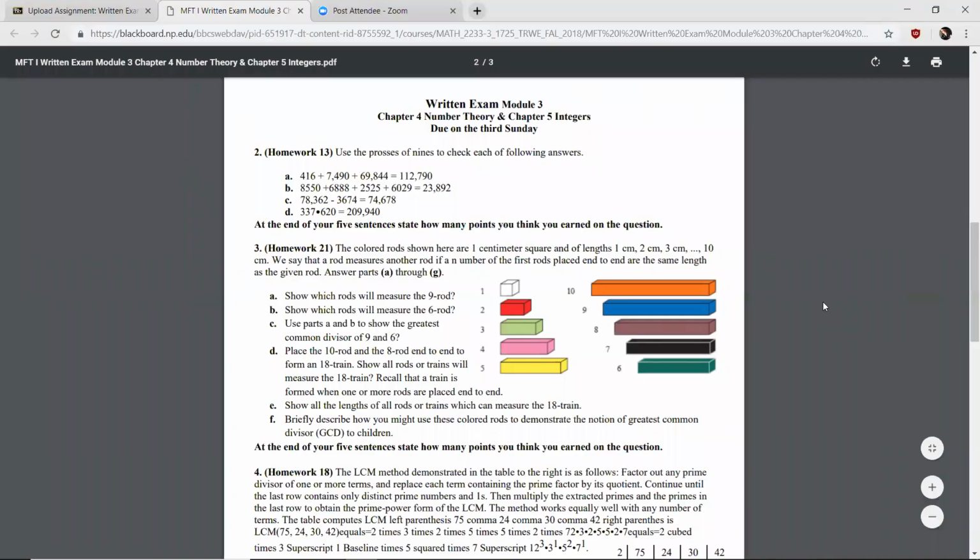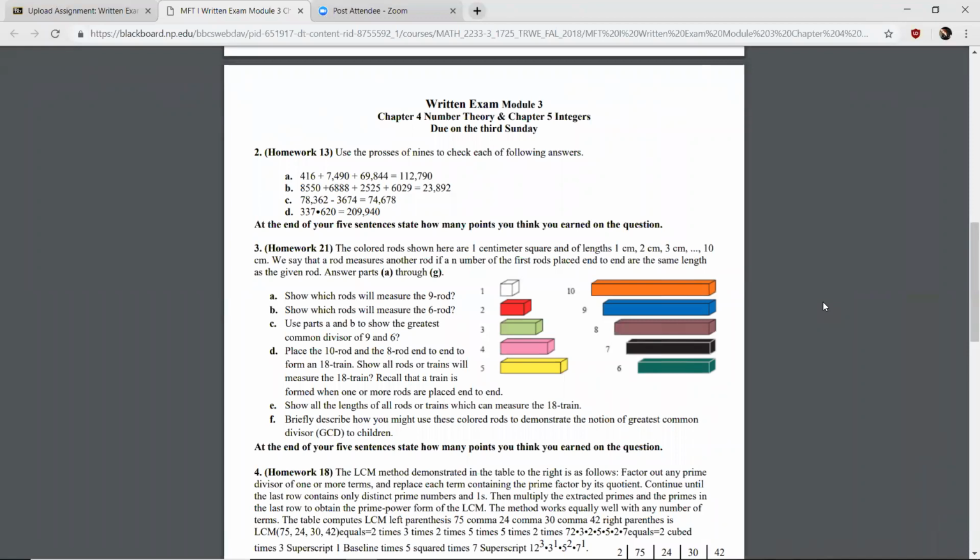Problem number 3 is looking at greatest common denominator, or GCD, using these colored rods. I don't have any physical colored rods to show you, but we can look at the picture here. For this one, it says show which rods will measure the 9 rod. That means what rods can we fit into this 9 evenly.